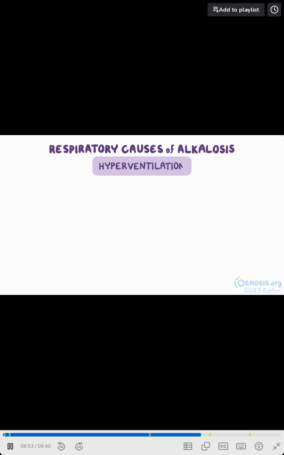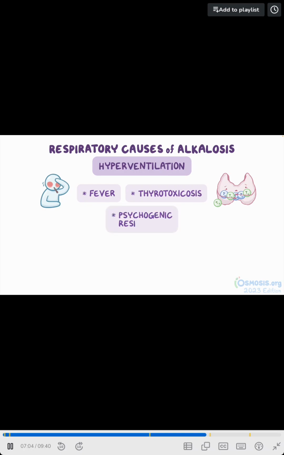On the flip side, respiratory causes of alkalosis can be any condition that causes hyperventilation, since this can result in a loss of too much carbon dioxide. So this can include conditions that increase metabolic demands, like fever or thyrotoxicosis, or psychogenic responses to anxiety, fear, or pain.